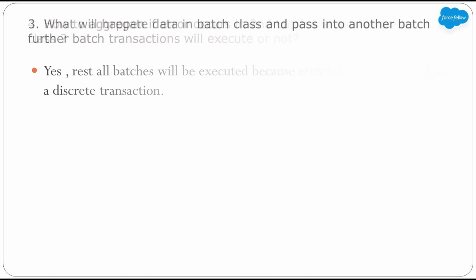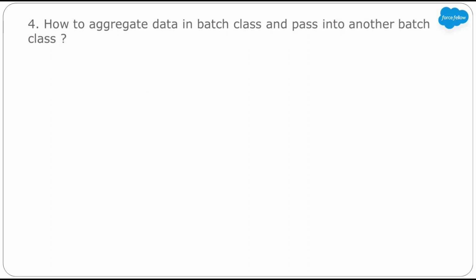Okay. Now next we have how to aggregate data in batch classes and pass them into another batch class. As we have discussed, batch class processes data in multiple chunks, in multiple batches, and execution of each batch is considered as a discrete transaction. So the question is, how can we aggregate data between all the batches? In this case, we can use database.stateful interface to maintain state across the batches. Though each batch executes as a separate transaction, with the help of database.stateful interface, we can retain values of the instance variable among all the batches.